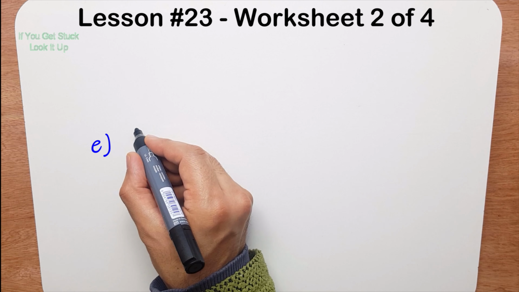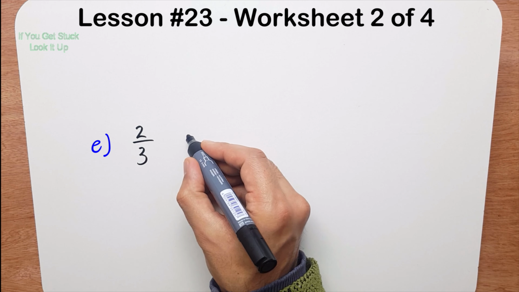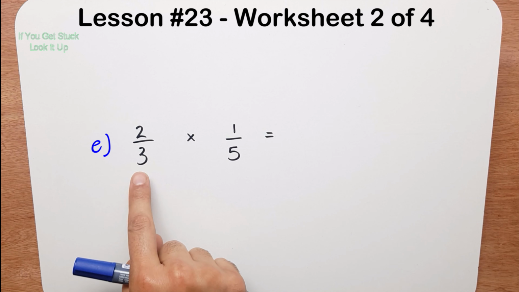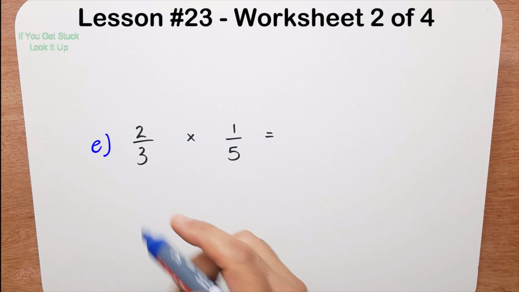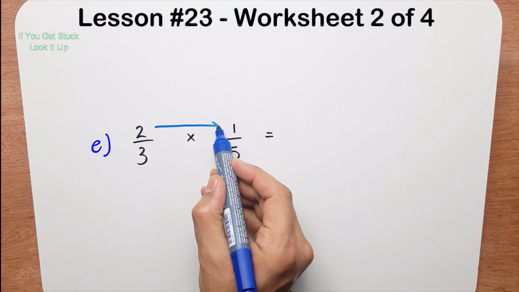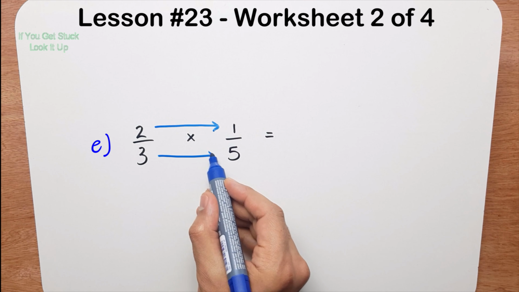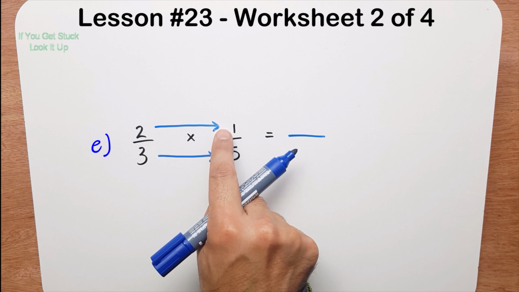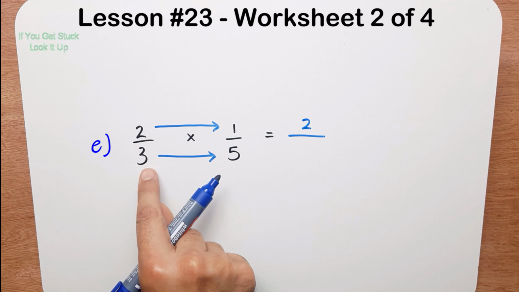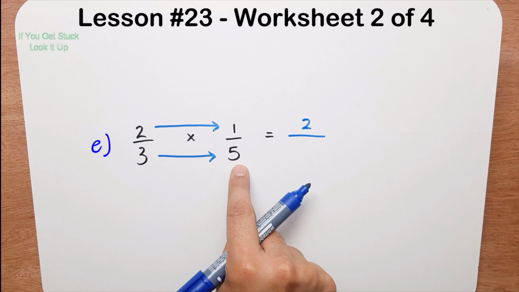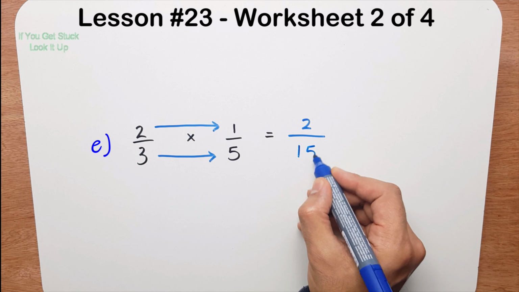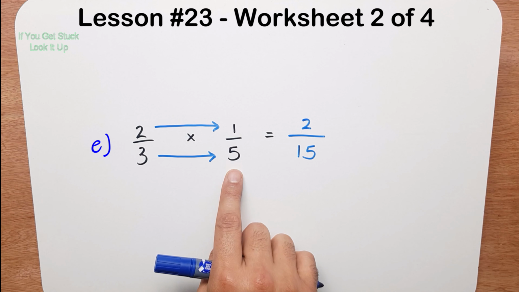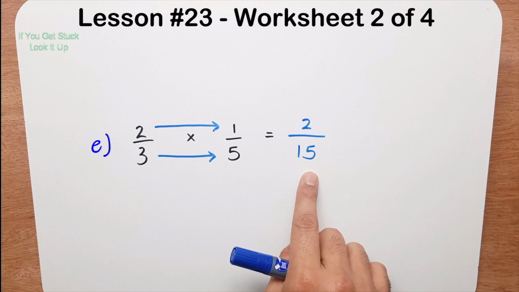My next fraction is 2/3 times 1/5. Now I'm multiplying two fractions and I multiply straight across. So I do 2 times 1, which is 2, 3 times 5, which is 15. So 2/3 times 1/5 is 2/15.